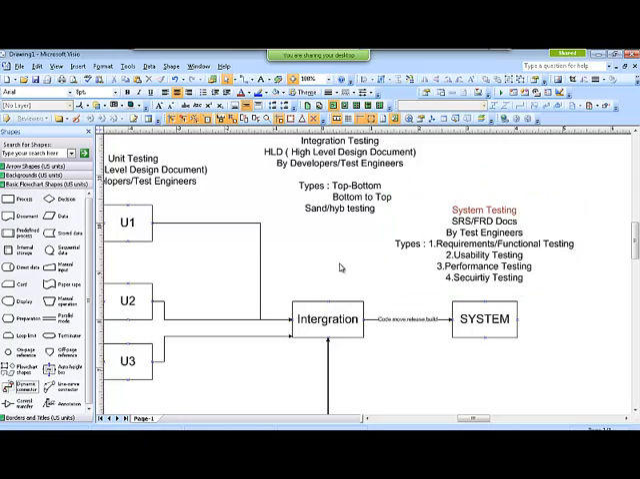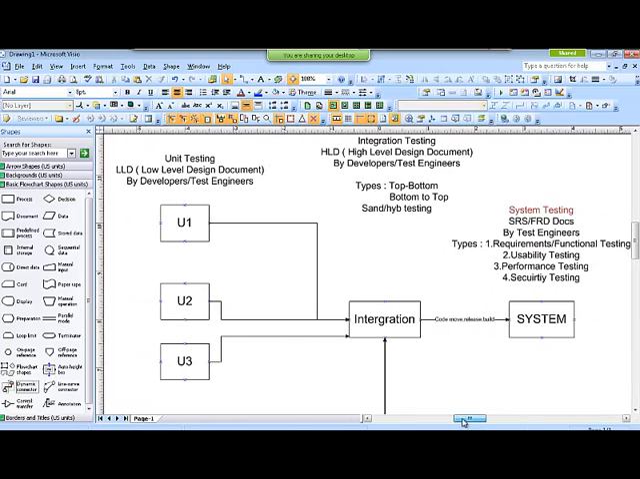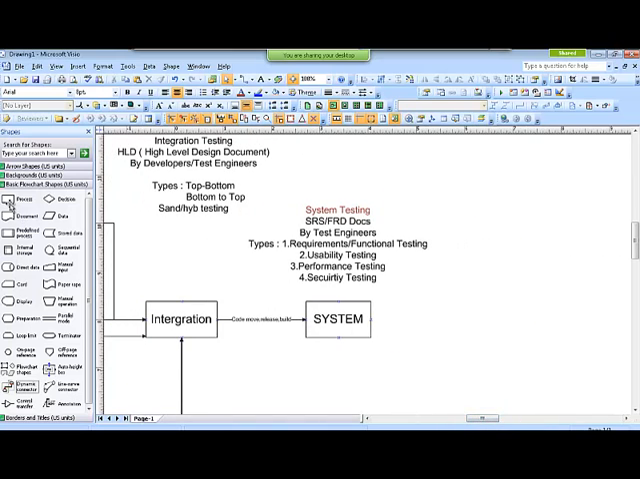Okay, so once I am done with this process, I am moving to the next level. That we'll discuss later. Okay. I'm just moving to the next level. The next level talks about acceptance testing. Okay. The next level talks about acceptance testing.